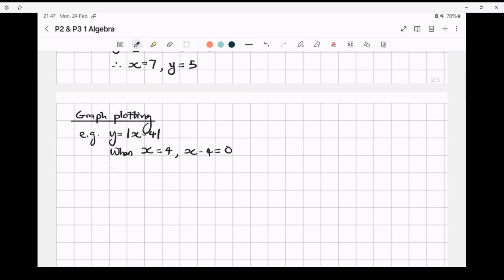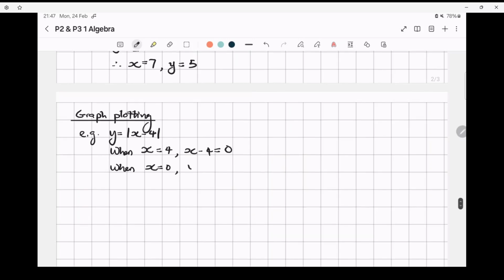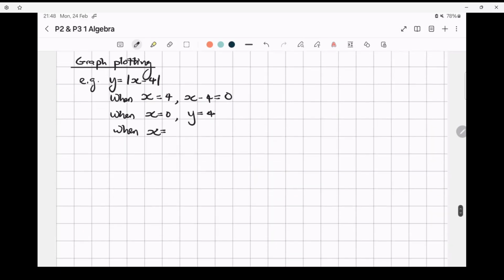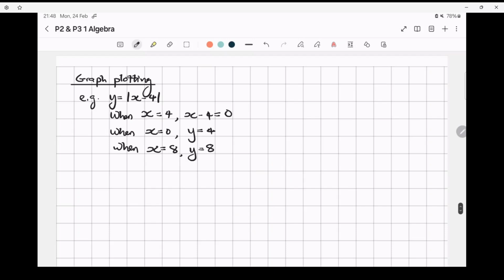For example, when your x equals 0, y will equal 4. When your x is, let's say, 8, y will also equal 4. So why do you need 3 points? Essentially, when you plot the graph, let's plot it here.